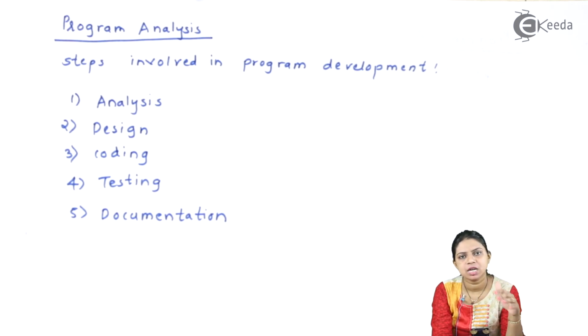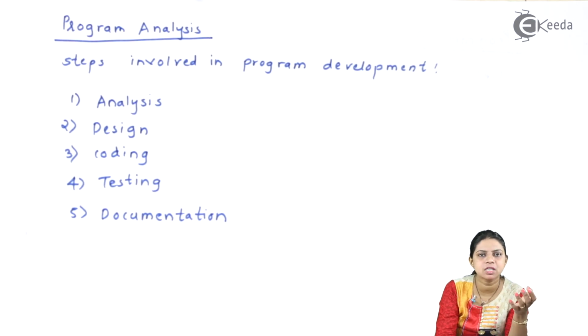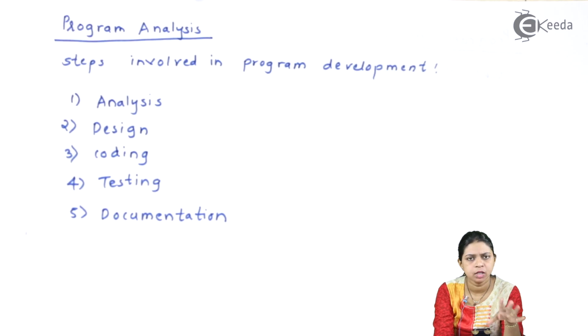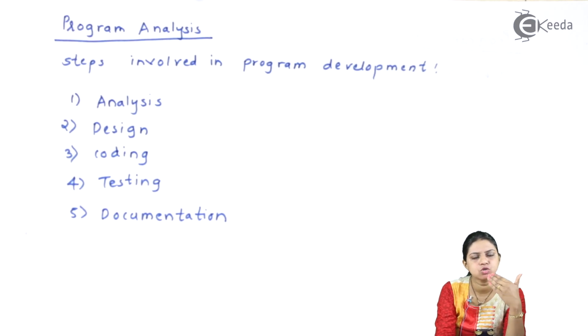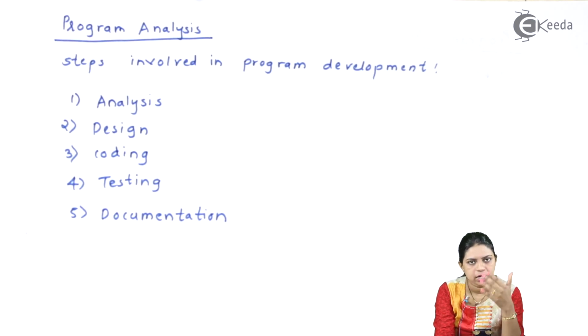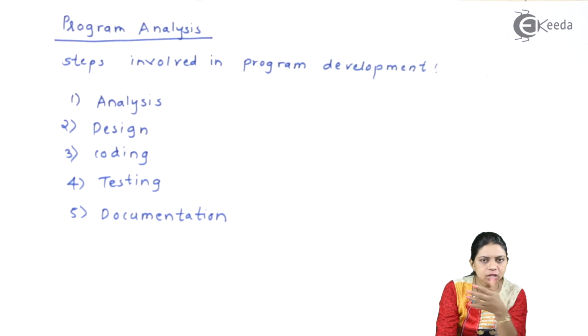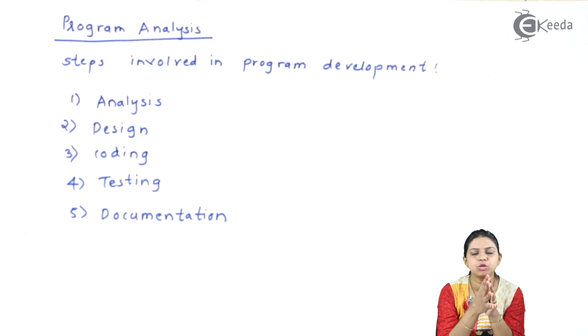So these are basically the steps involved in program development, starting from analysis and ending with documentation. Your program has to go through all these steps, and after the documentation, your program is ready to use.